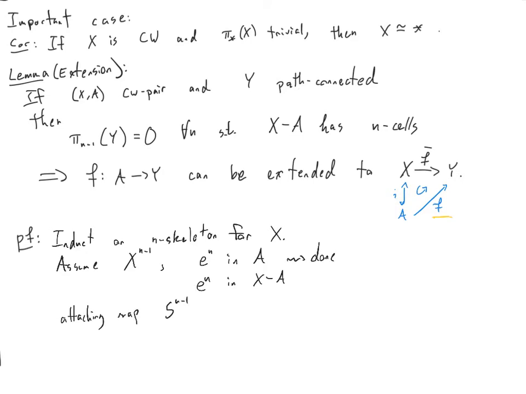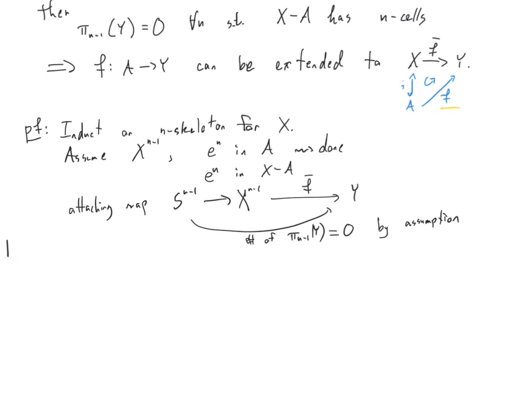going from S^(n-1) to X. And then that has to live in the n minus 1 skeleton of X. Attaching maps have to land inside of that. So we already know that we have this extension F bar to Y. And this composite is an element of pi_(n-1) of Y. And by assumption, this is trivial. This is 0. Assumption.